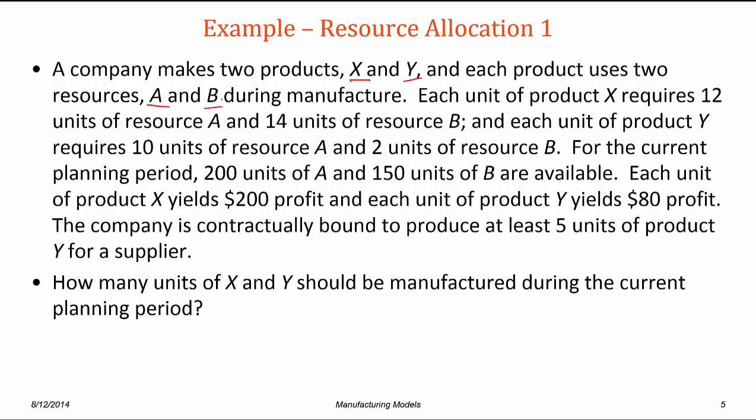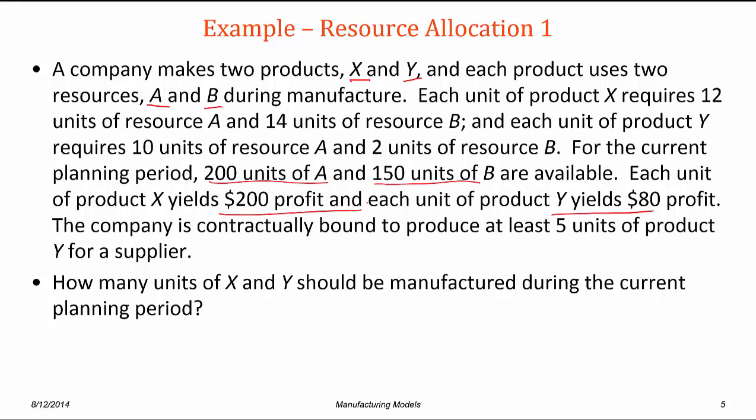Each unit of product X requires 12 units of resource A and 14 units of resource B, and each unit of product Y requires 10 units of resource A and 2 units of resource B. We have resource availability, so during the current planning period there are 200 units of A available and 150 units of B available. Further, each unit of product X yields a profit of $200 for the company, and each unit of product Y yields $80 profit for the company.